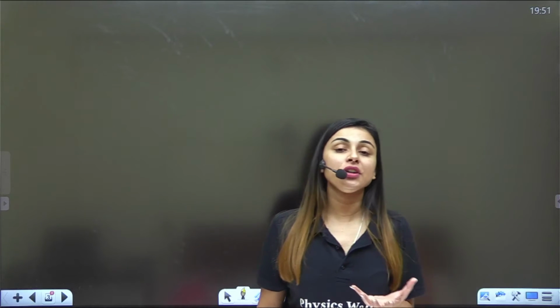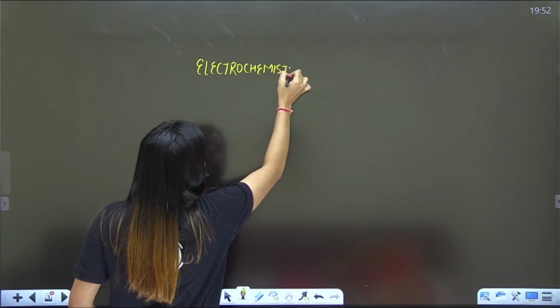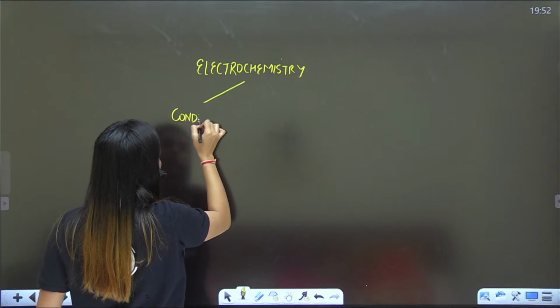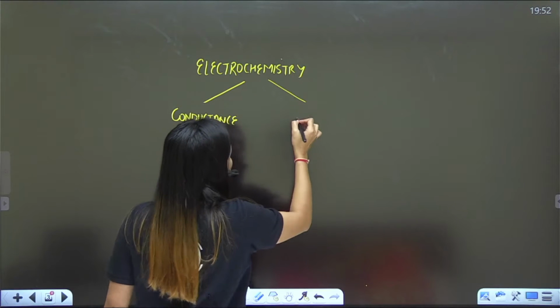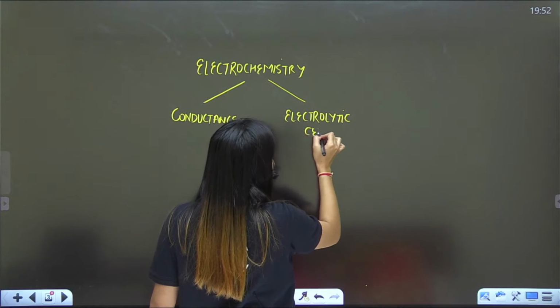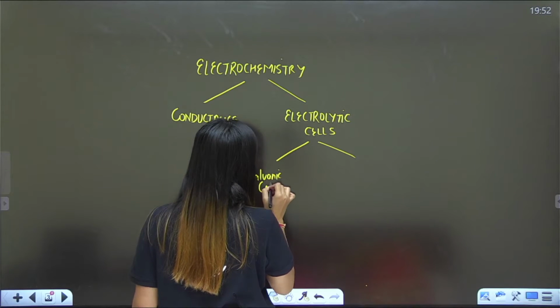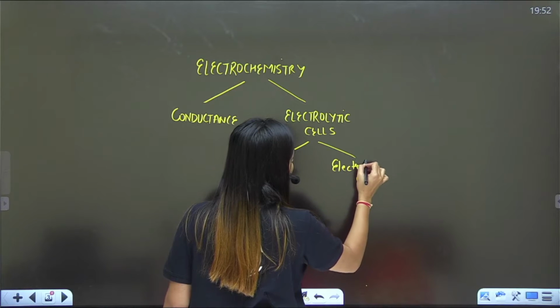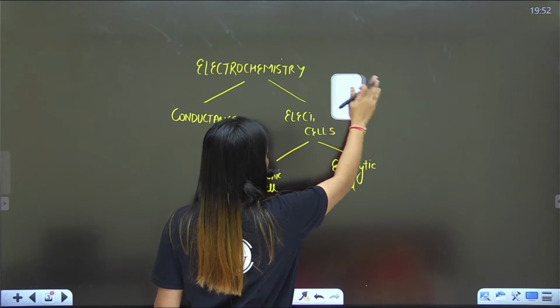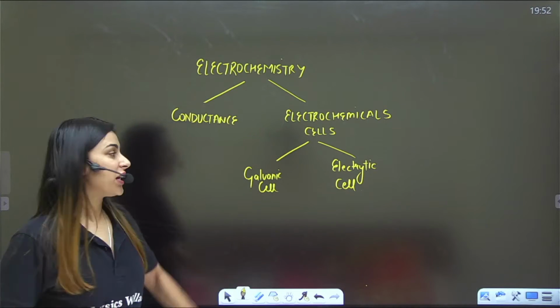Before starting this session, I hope all of you remember that when we started this chapter, I told you that we will be studying electrochemistry in two major parts. One was conductance and the other was electrochemical cells, which we covered as galvanic cell and electrolytic cell. Perfect.